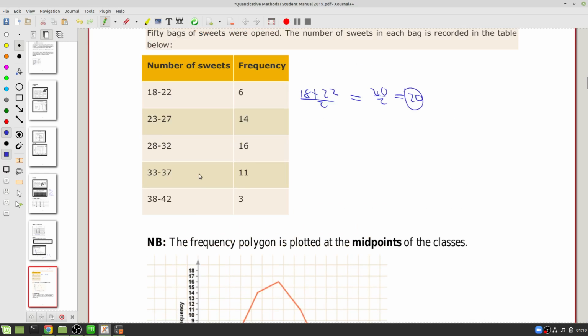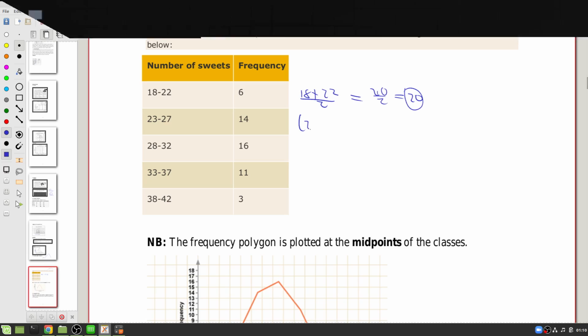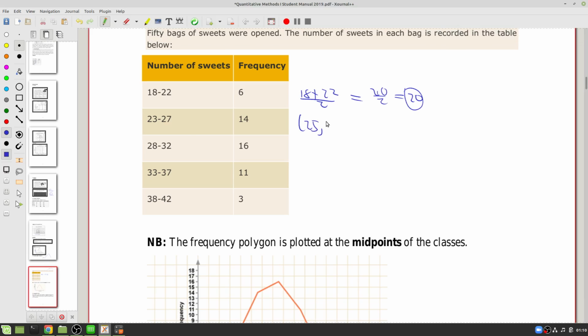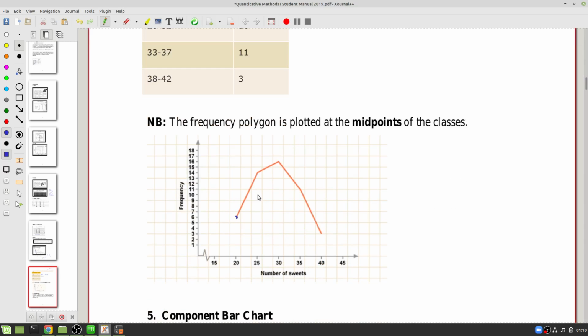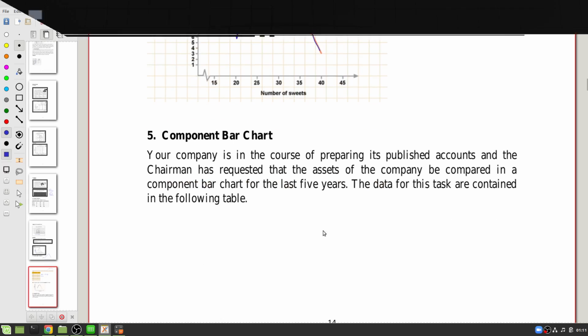Then we do the next one. The next one will be 23 plus 27, that's 50, divided by 2 is 25. So we'll have a point at 25 on the x-axis and 14 on the y-axis. So 25 and 14, that's our next point. And then we just connect that with a line. We draw our next one, so we connect all of those just with lines, and that's a frequency polygon.